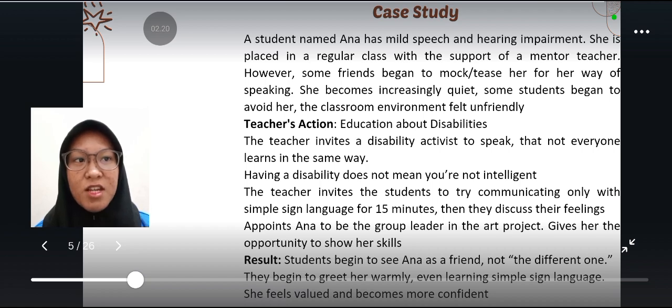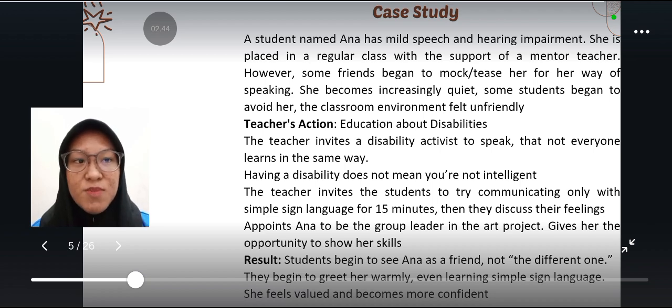Teacher action: education about disabilities. Invite disability activists to speak about how not everyone learns the same way. Having a disability doesn't mean that you're unintelligent. The teacher invites the students to try communicating only with simple sign language for 15 minutes and discuss their feelings. The teacher appoints Anna to be group leader in the art project, giving her the opportunity to show her skill.